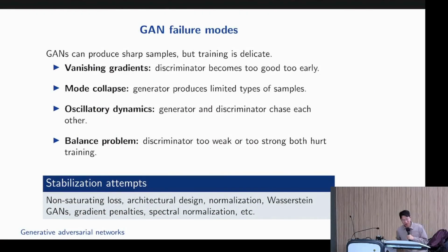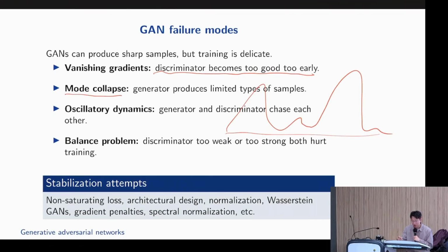Okay, so what are some failure modes? It has a vanishing gradients problem. We talked about this. When the discriminator becomes too good too early, the generator just completely gives up and converges to a local optimum. And what's known is mode collapse. When the data distribution is multimodal, it tries to lock on to one of the modes.